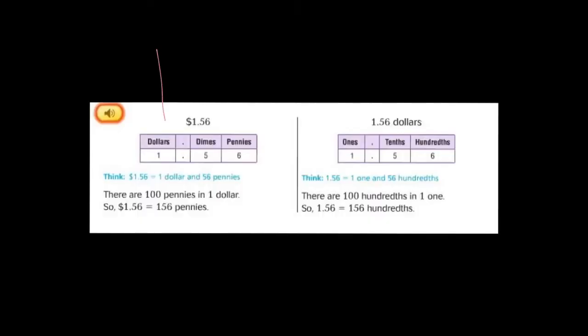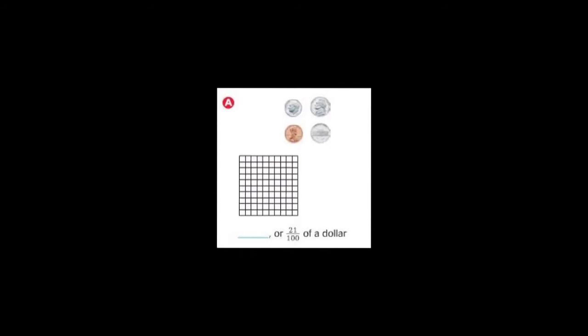If I have something in the dollar spot, that is also equal to the 1 spot. Dimes is equal to tenths, and pennies are equal to hundredths. So essentially, if I have $1.56, excuse me, I really have 1 and 56 hundredths. So let's try this one together.